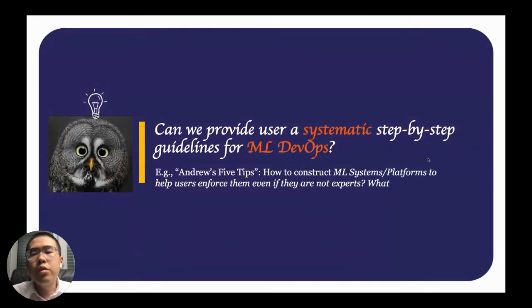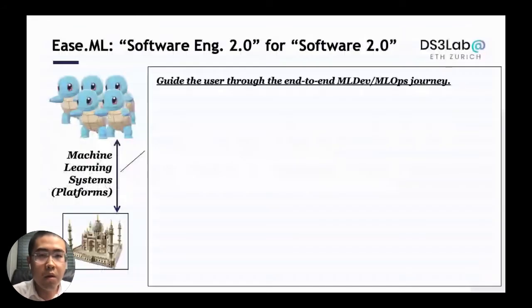So essentially, over the last couple of years, one thing that we really tried to understand is how to provide users a systematic step-by-step guideline for the development and the operational aspects of machine learning. If you remember the 5 tips from Andrew's talk that just happened, our goal is really to think about whether we can construct a machine learning system and platform to really help our users enforce those tips, even if they are not really experts. We don't know the answer, but this is what we have been working on over the last couple of years.